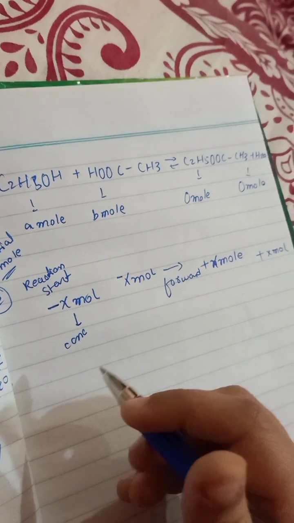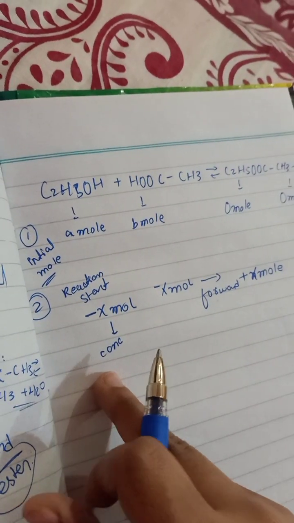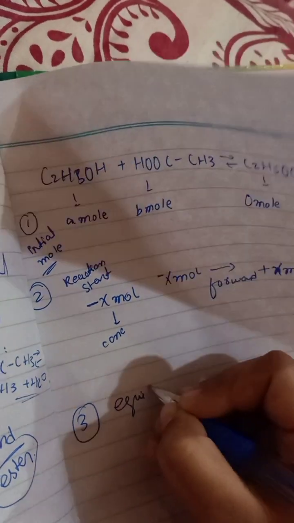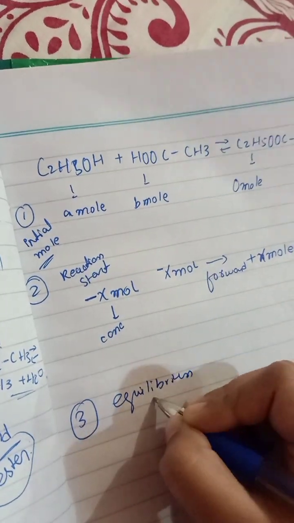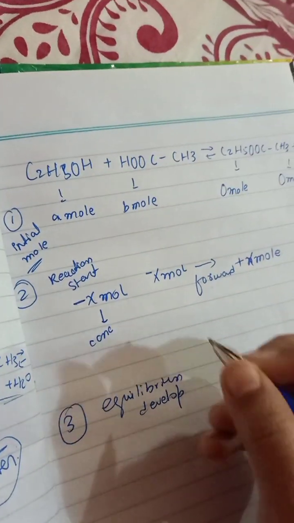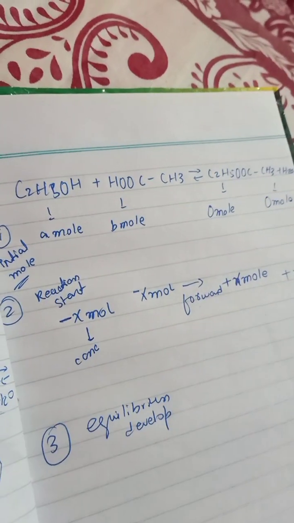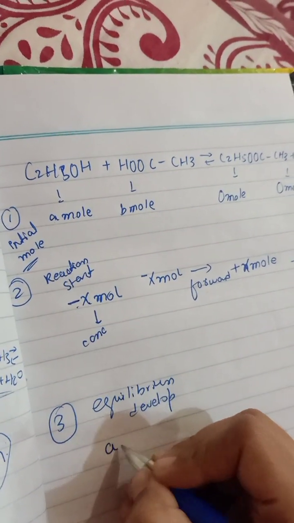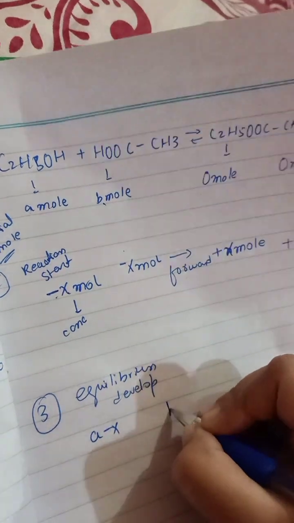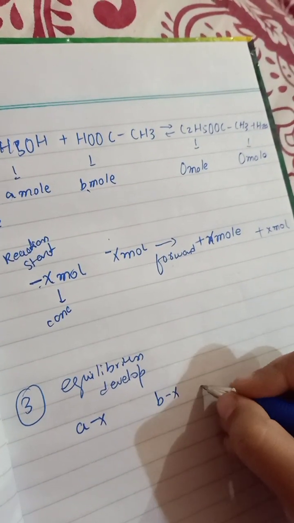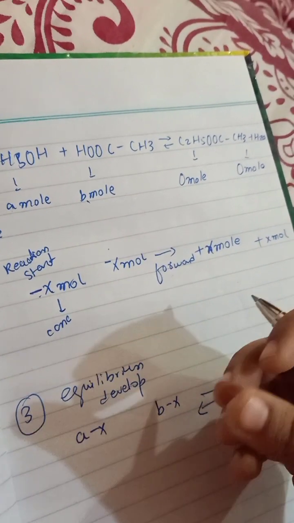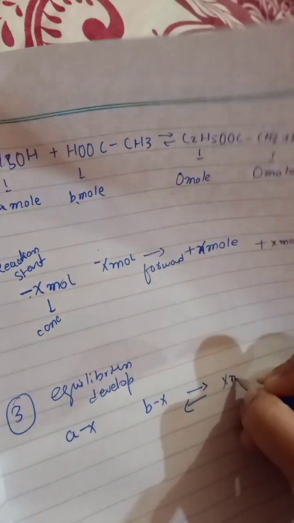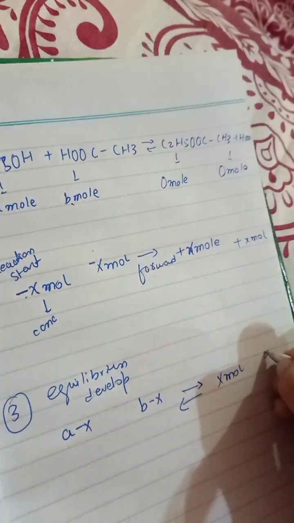After that, in the third step, the equilibrium will develop. Of course, after some time the equilibrium will develop. So we can write here A minus X, B minus X, and this is the equilibrium, which means the reactant and product rates are equal. And here we have only X mole and X mole.